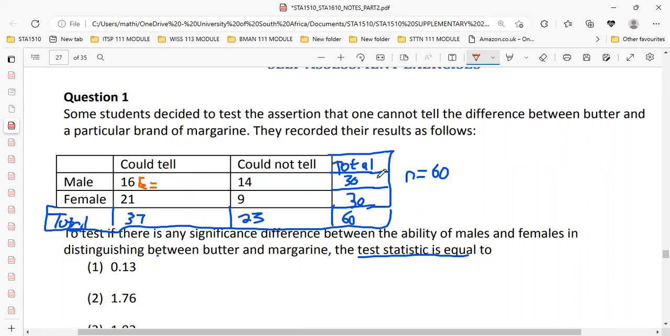What's our row total? This one here, 30. Can you all see 30? Then we say 30 multiplied by what's our column total? Here's our column total here. Remember, these are your columns. Multiply by 37.